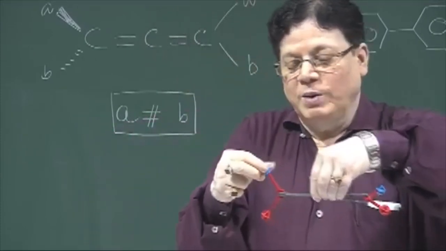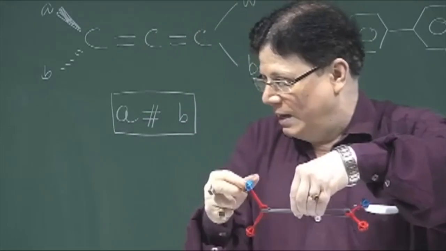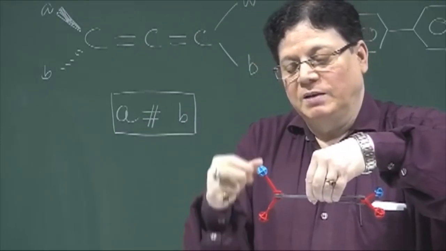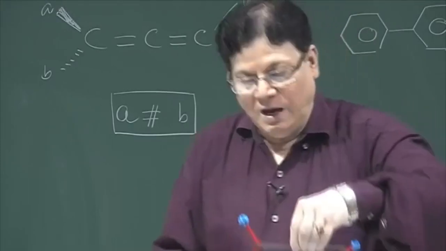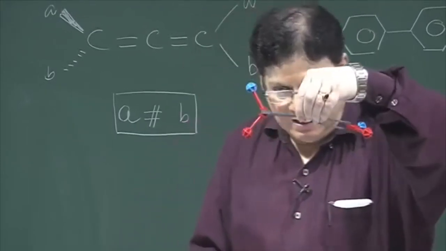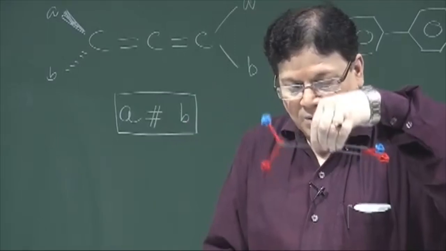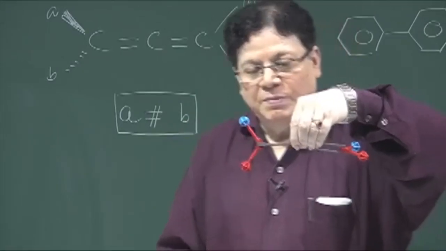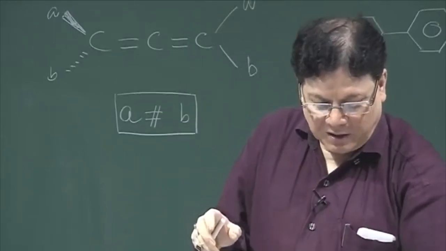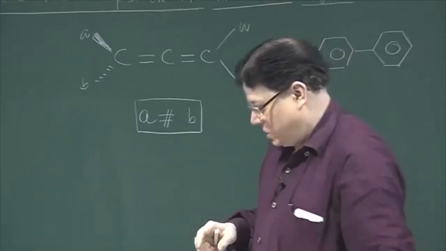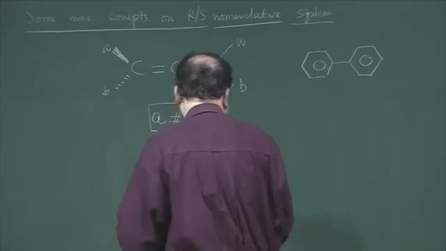Now, we are dealing with a molecule of allene that is chiral. That means these two are different, these two are different. Because it is chiral, it can exist in two forms, two enantiomeric forms. So, how to assign RS configuration to this allene system? So, let us do that.